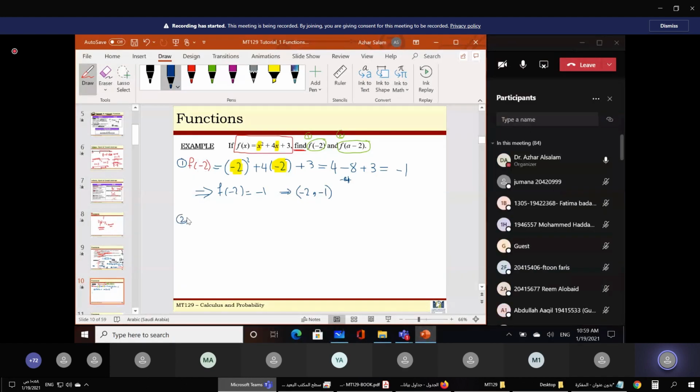Now, let's find f of a minus 2. Of course, a could be any real number. It's not a variable. It's a general real number. It could be any real number, like that.